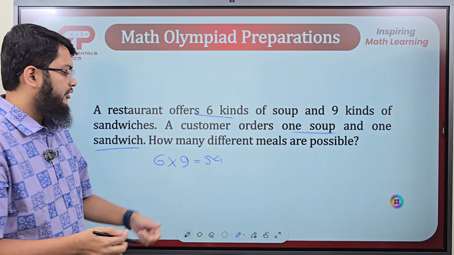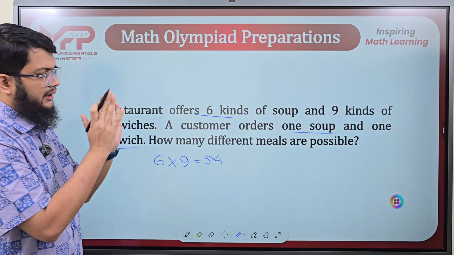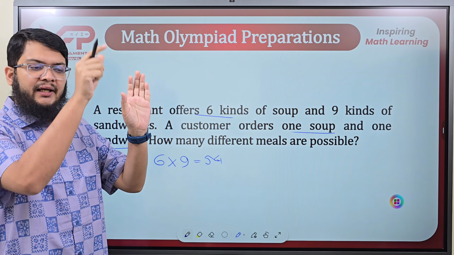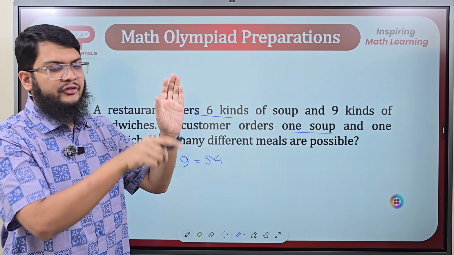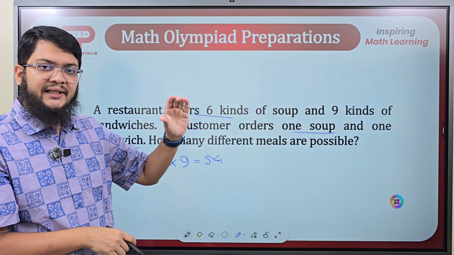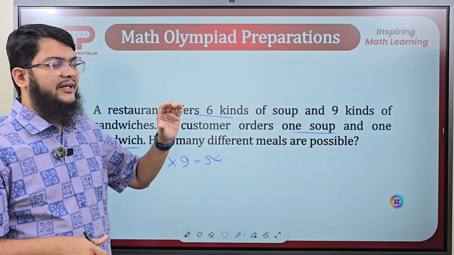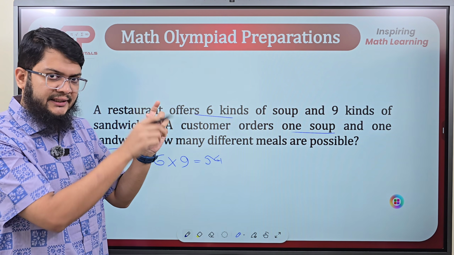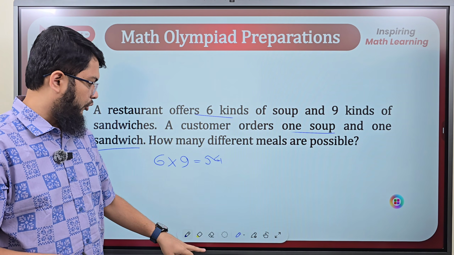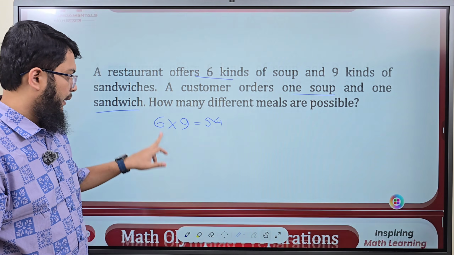The answer is 54. Okay, because he keeps the first soup fixed, he can have 9 different variations of sandwiches. If he chooses the second item of the soup, he also can have 9 variations here. So in this way, 6 multiplied by 9, 54 different variations.